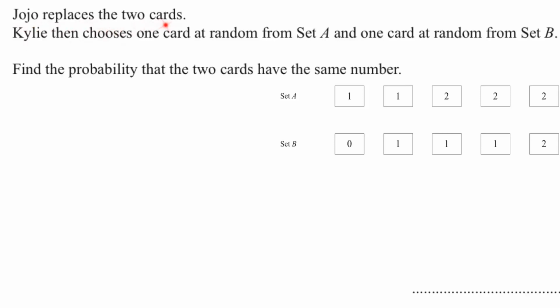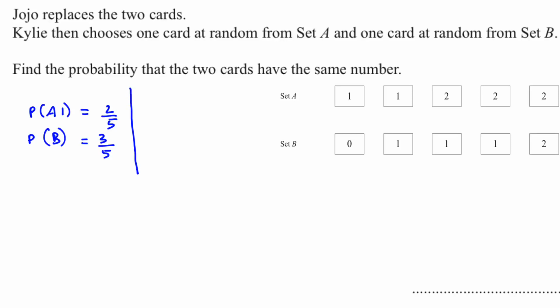Jojo replaces the two cards. Kylie then chooses one card at random from set A and one card at random from set B. Find the probability that the two cards have the same number. It could be that the first card is 1 from set A. So the probability of 1 from set A is 2 over 5, and the probability of 1 from set B is 3 over 5.